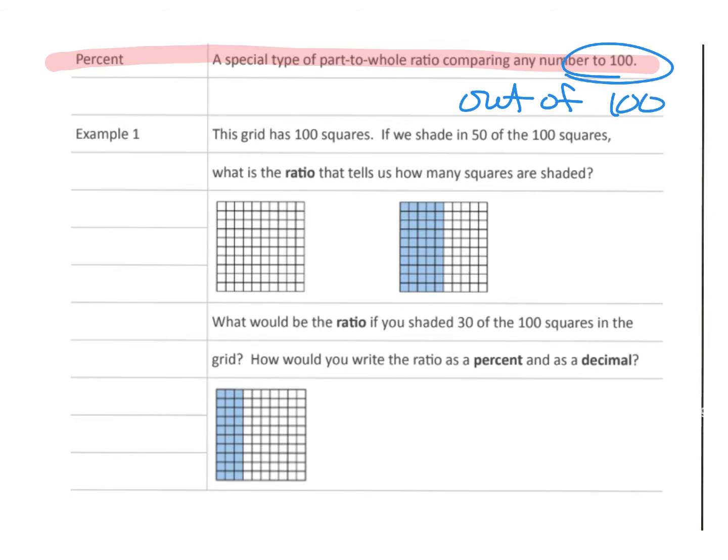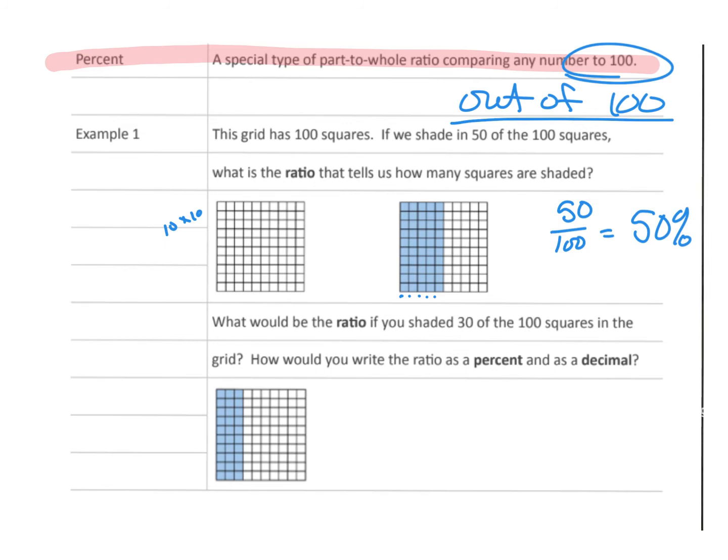So let's look at the first example here. The grid has 100 squares. It's basically a 10 by 10 grid, and they shade in 50 of them. Each row here is 10, so 10, 20, 30, 40, 50. So that means we shaded in 50 out of 100. And again, percent means out of 100. So this is 50%.